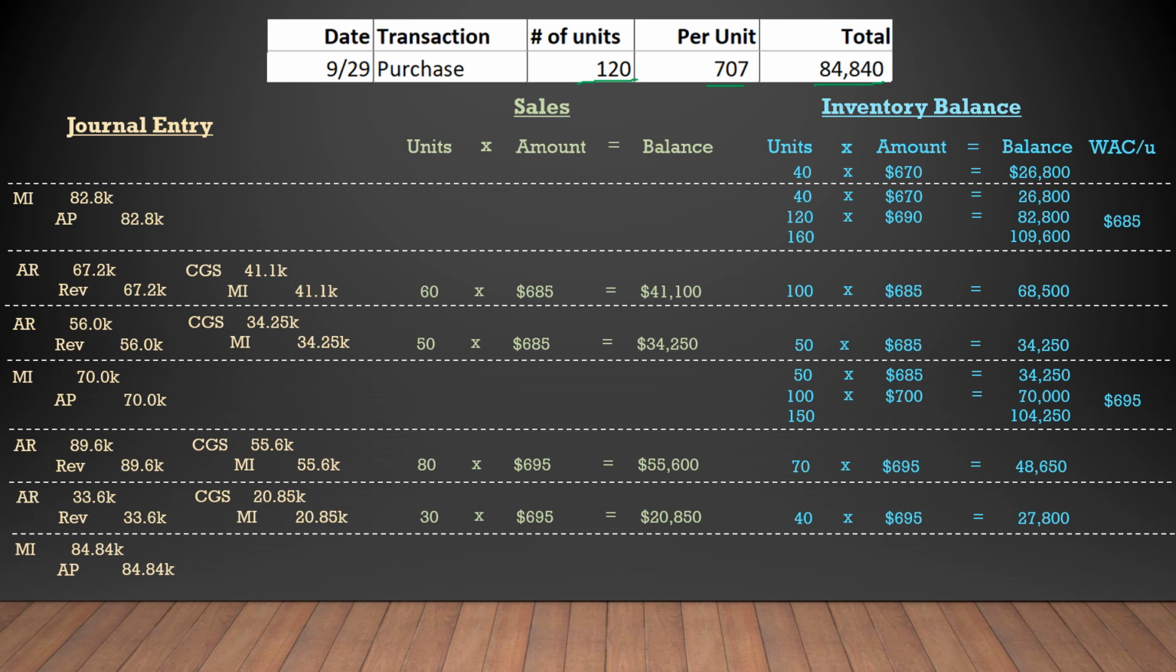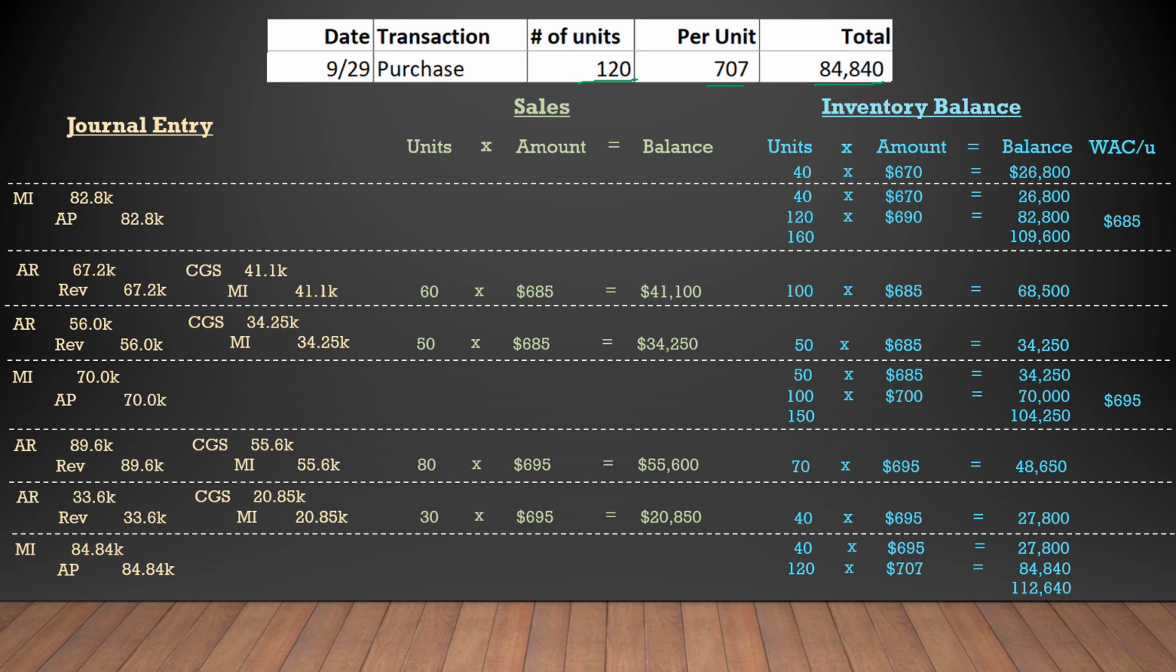Since we made a purchase, we need to recalculate the weighted average cost per unit to use going into October. We take the $27,800 of merchandise that we currently have on hand and add to it the $84,840 we just purchased, and our total cost of merchandise inventory is $112,640.